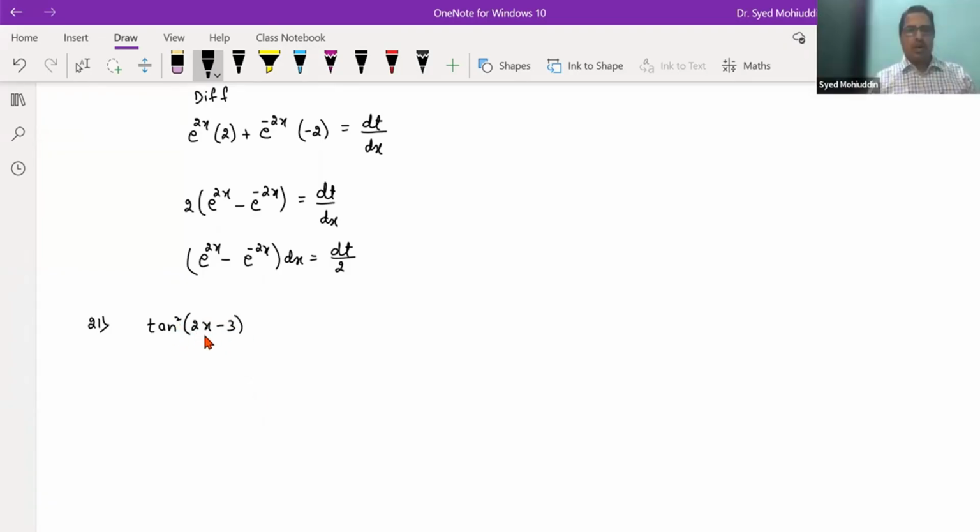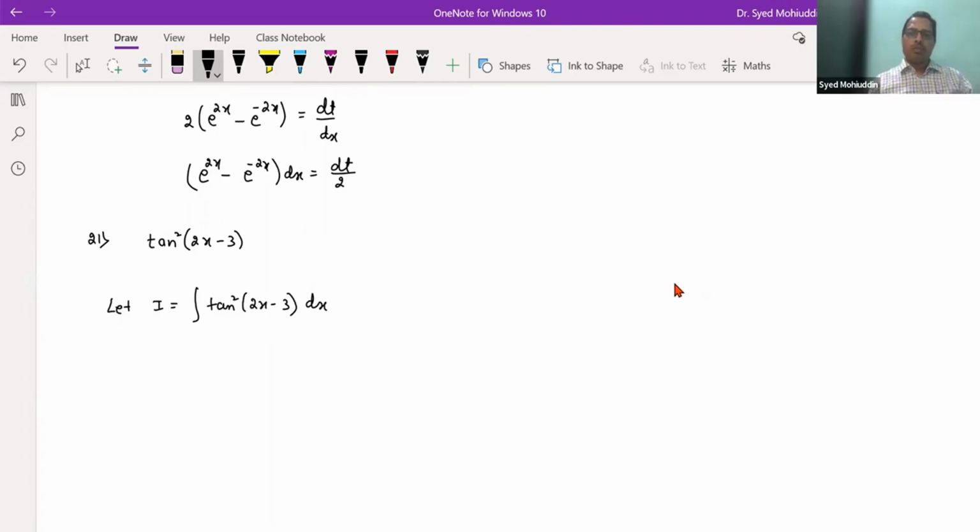So tan square of, you have this value. So what you have to do is take this value to be equal to t. That's the only way you have. So let us take the integral. I is equal to the integral of tan square of (2x minus 3) times dx.